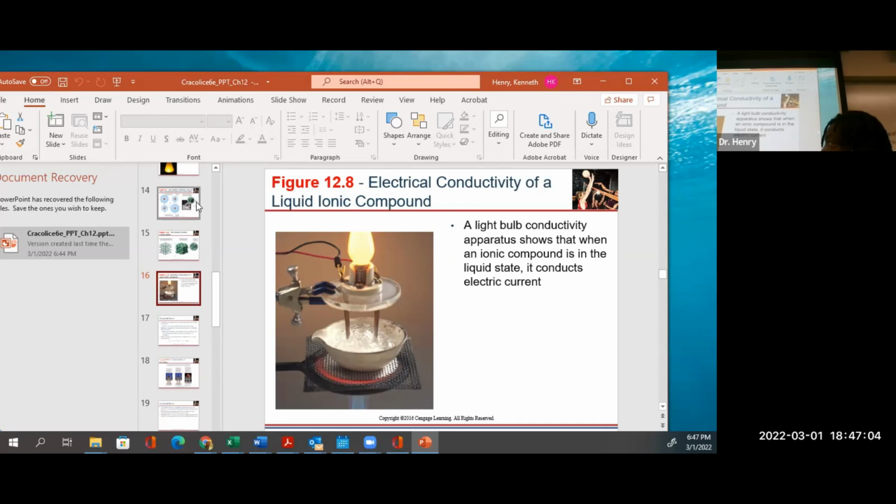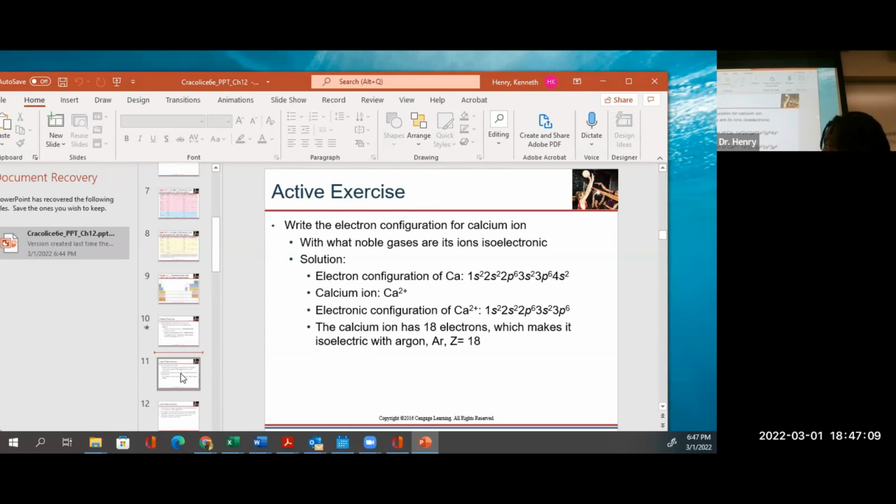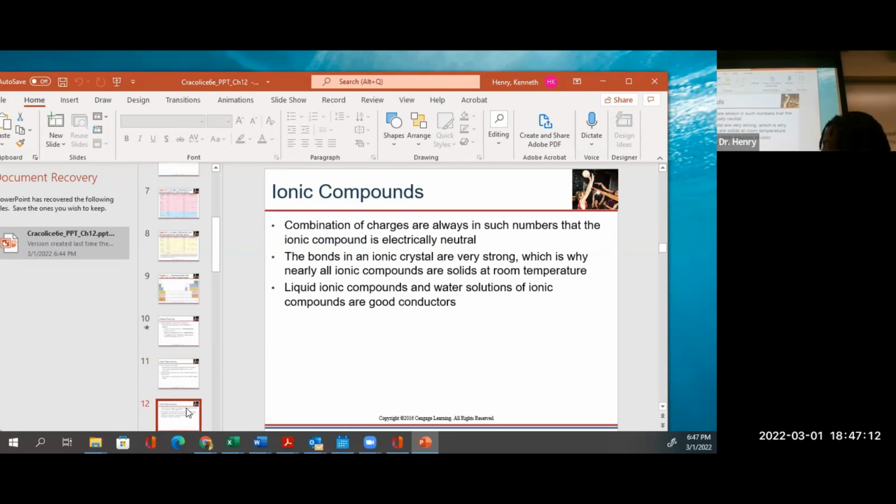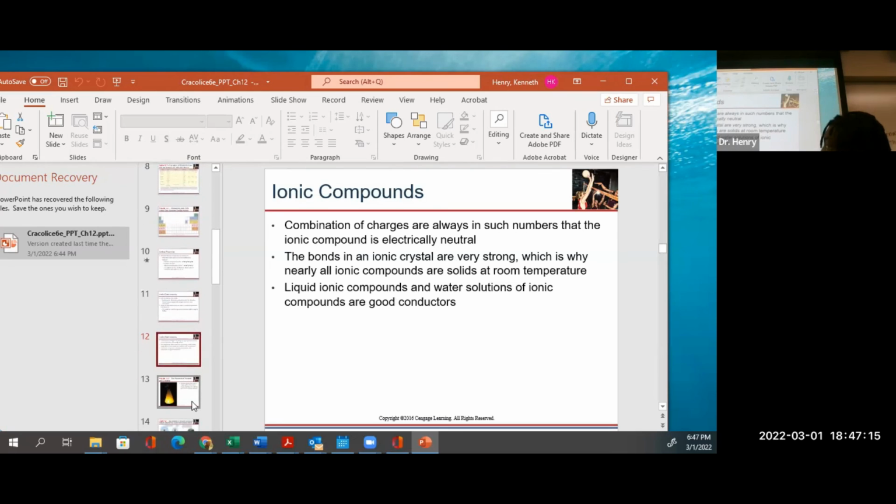So characteristics of ionic compounds. At room temperature, most of them are going to be solids. They're going to be strong, so the bond is relatively strong. And then they conduct electricity well when they're in solution, such as water, or when they're melted. Okay.